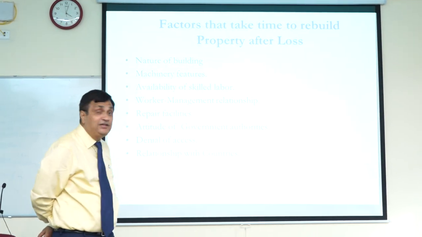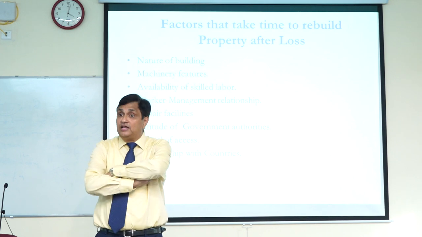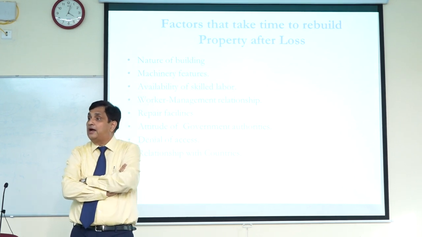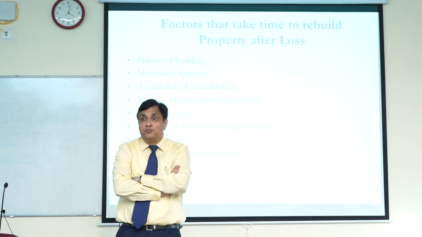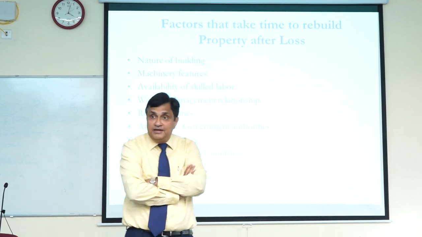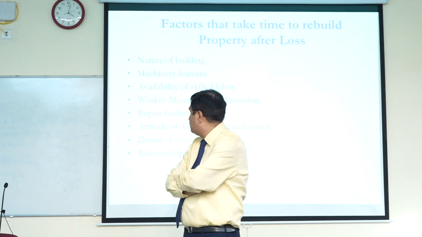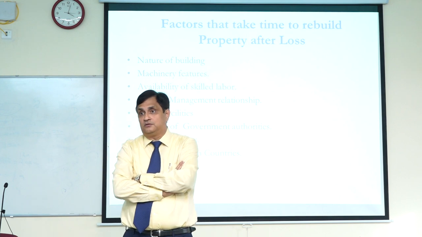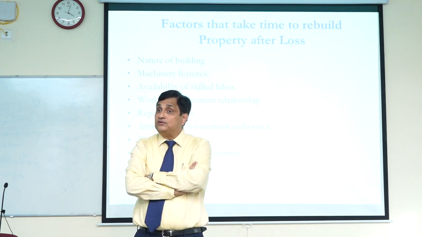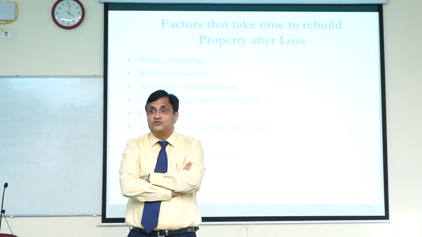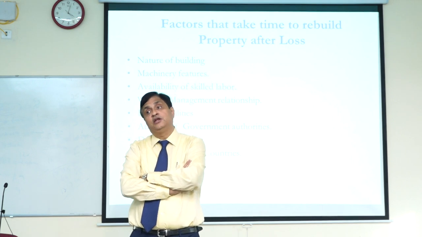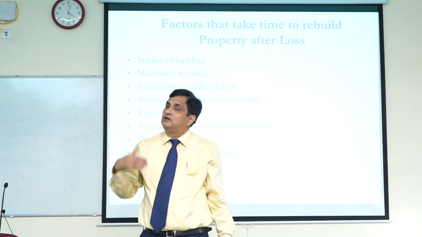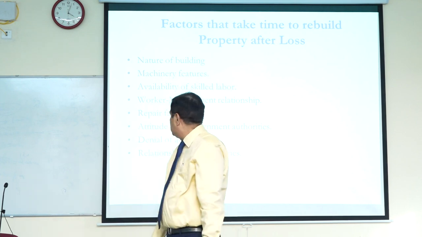Next, availability of skilled labor. You require skilled labor to do it. If my competitor has taken over the skilled labor and I don't have it, it's going to take more time. If I have skilled labor in my hand, it's going to take less time. Four, repair facilities. If repair facilities are on your side, you can do it fast. If repair facilities are in India, you can do it fast. Suppose repair will only be happening in Finland or Germany or somewhere, then I have to send it and I have to get it back. It's going to take a lot of time.